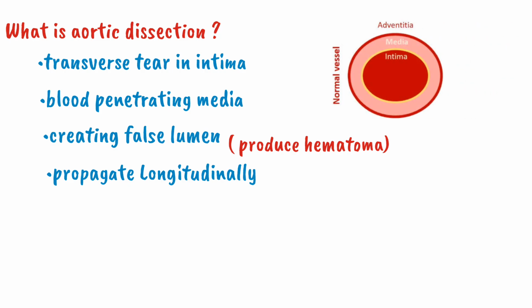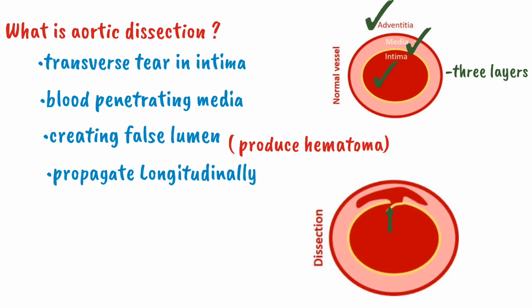If we look at this diagram, in a normal vessel, there are three layers: the inner intima, middle media, and the outer adventitia. In aortic dissection, there is a tear of this intimal layer. As a result of this tear, the blood will accumulate in the media, creating a hematoma which will propagate longitudinally.